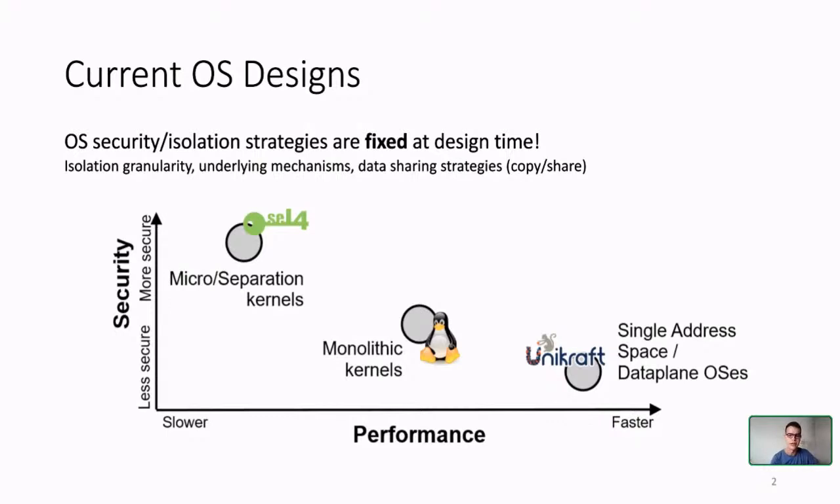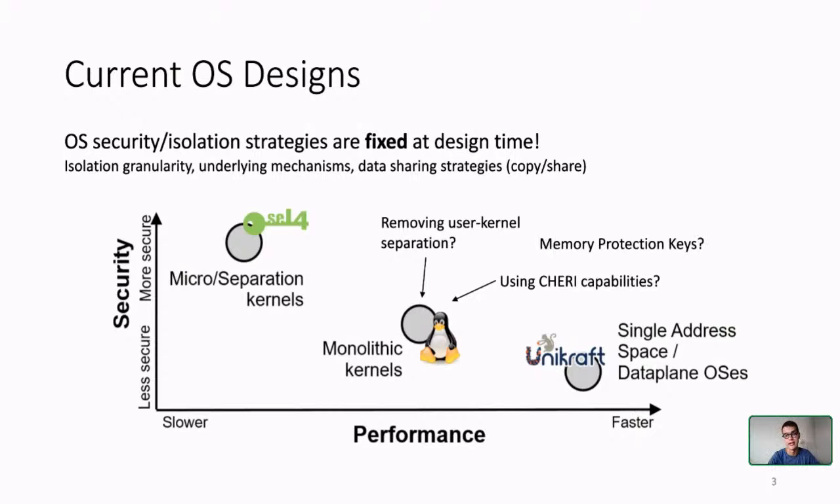Let me ask you a few questions. For example, what if you want to remove the user kernel separation in Linux? This is going to require a major rewrite, and this is going to be very expensive to maintain. What if you want to use CHERI capabilities instead of the page table? This too is going to be a major redesign, and the same goes for memory protection keys. In the case of Unikraft, what if you want to isolate a library from another? There are plenty of use cases for this, actually.